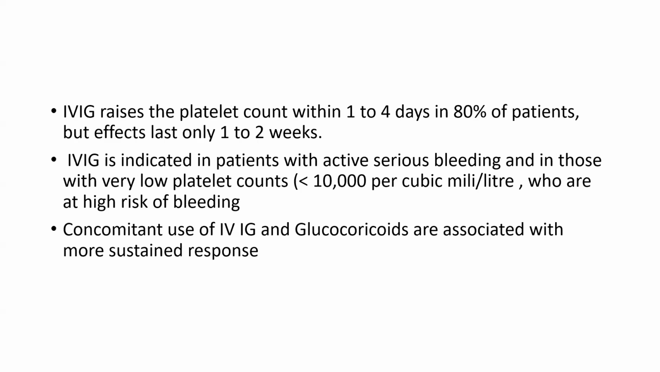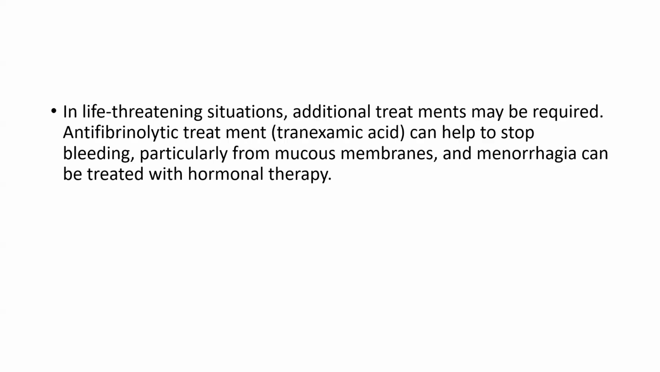IVIG raises the platelet count within 1 to 4 days in 80% of patients, but the effect lasts only 1 to 2 weeks. IVIG is indicated in patients with active serious bleeding and in those with very low platelet count. Concomitant use of IVIG and glucocorticoids is associated with a more sustained response. In life-threatening situations, additional treatment may be required. Antifibrinolytic agents like tranexamic acid may help to stop bleeding, particularly from mucous membranes, and menorrhagia can be treated with hormonal therapy.